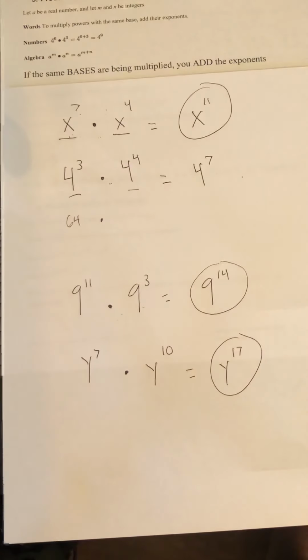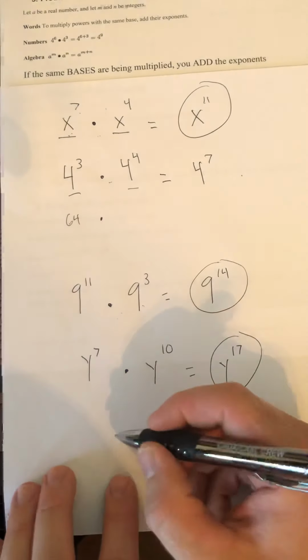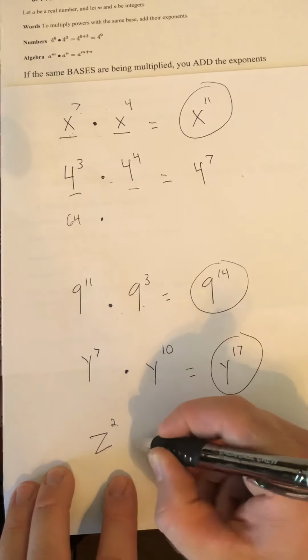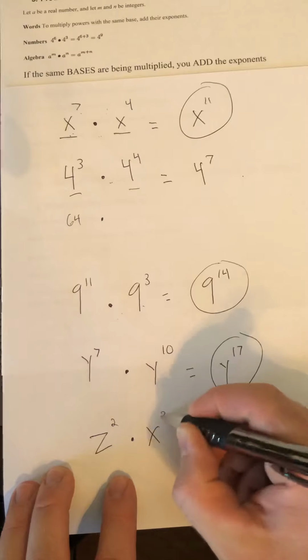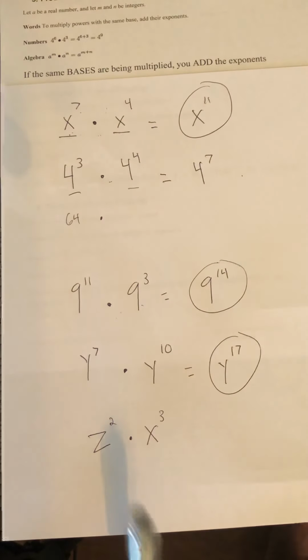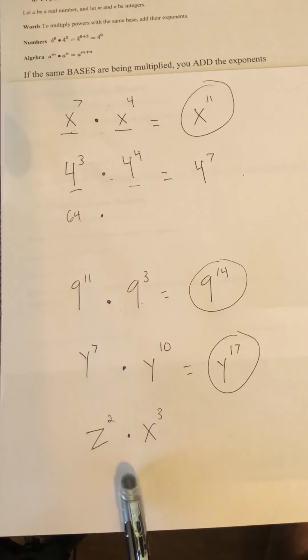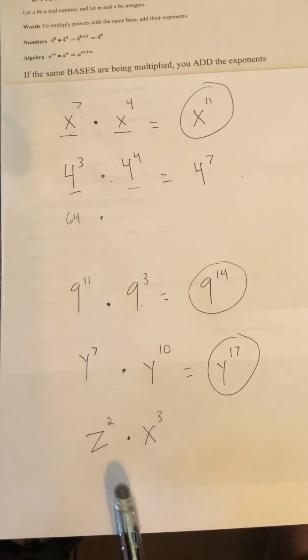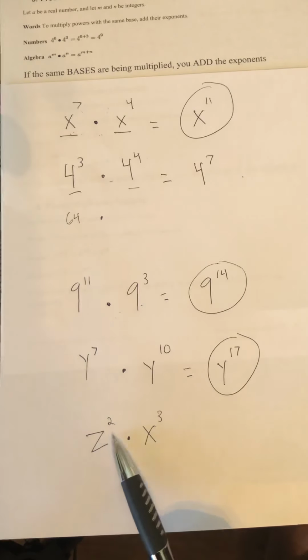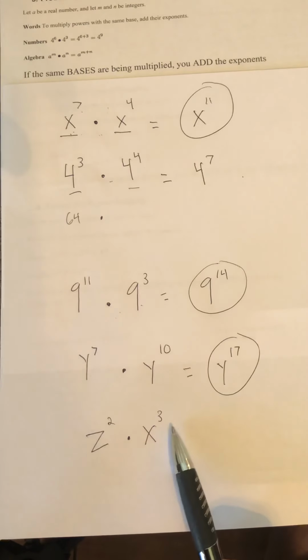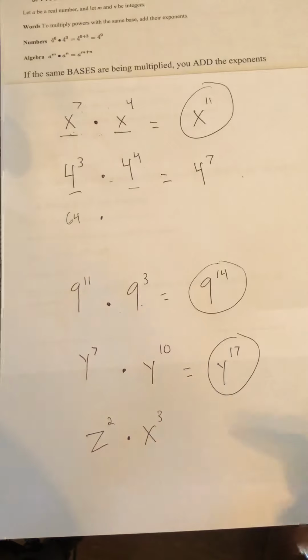I think you guys hopefully are getting to see the pattern. Now what if I have this? z to the 2nd times x to the 3rd. Can I simplify that at all? The answer is no. I don't know what z is, so I can't use the square of it. I don't know what x is, so I can't use the cube of it. And they're not the same bases, so I cannot add the exponents.